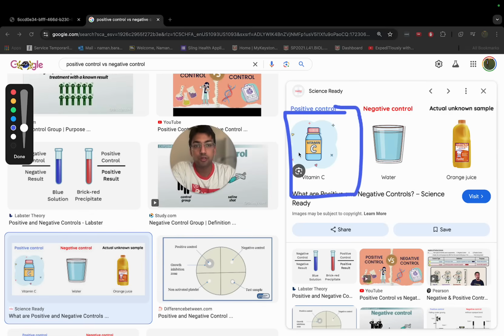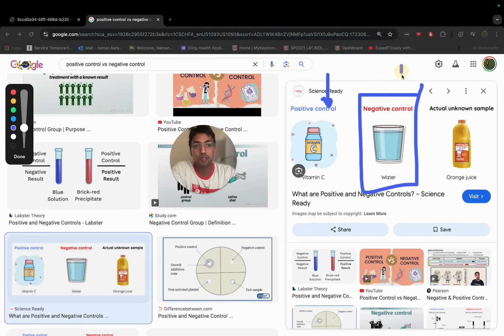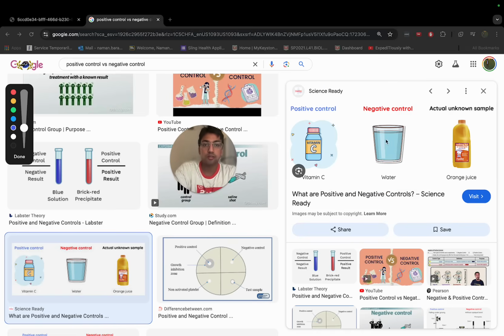So for positive controls, you give some of the patients vitamin C and you see, oh, is that actually resulting in what I want it to result in? And then you give some a negative control, which is I give them water and then I see, is that resulting in what I'm expecting? And so as long as the positive control results in what you're expecting and the negative control results in what you're not expecting, you're increasing the internal validity of your study.